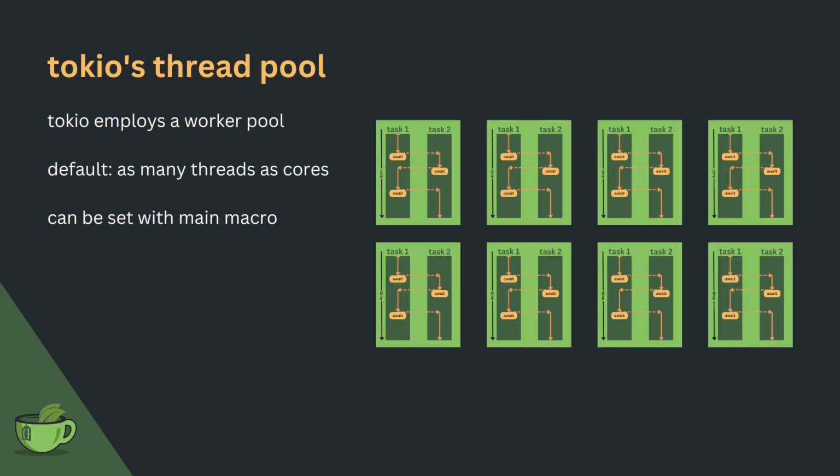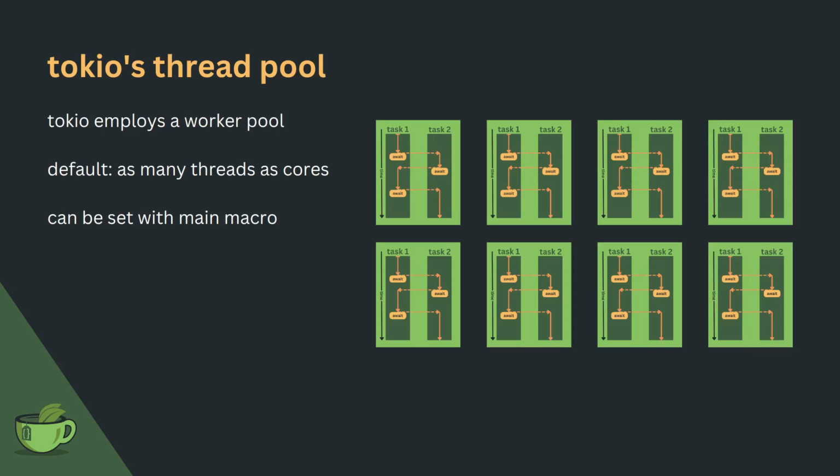Now, of course, you can have the best of both worlds, and this is exactly what Tokio's thread pool does. Under the hood, Tokio employs a worker pool that defaults to as many threads as you have cores. Tokio then goes on to manage your tasks onto the individual threads, so it will make sure that the tasks are evenly distributed across your threads. And Tokio will do this all on its own, without you even having to think about it.